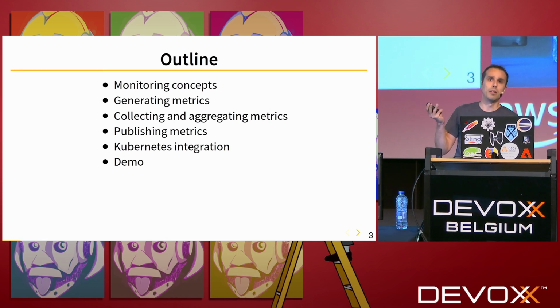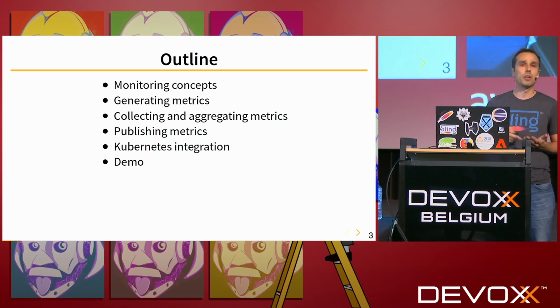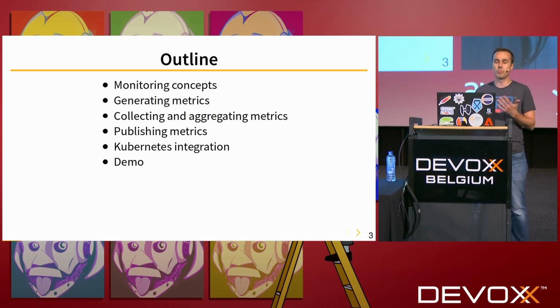Now, for today, we'll have the following structure. We're going to be talking about monitoring concepts, just to make sure we're on the same page when it comes to vocabulary and what we mean by things. Then we have the whole metric stuff: generating them, collecting, aggregating, and then publishing them. We're going to do the Kubernetes integration next. How does Kubernetes fit in the whole picture? And we're going to end with a demo.